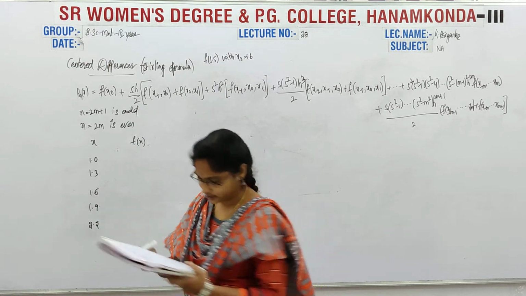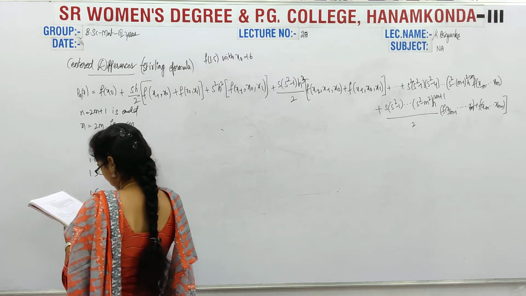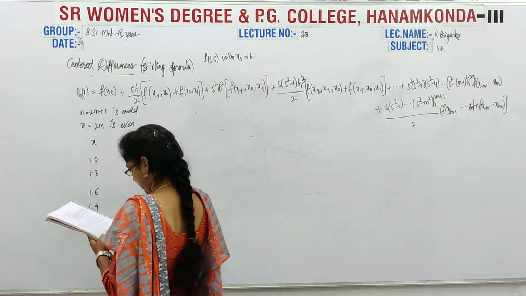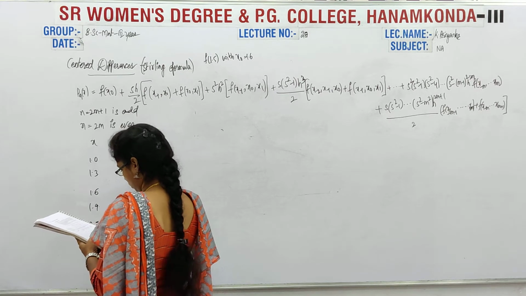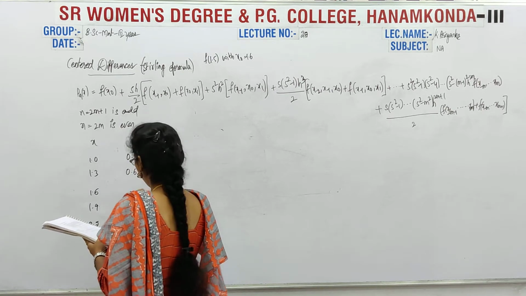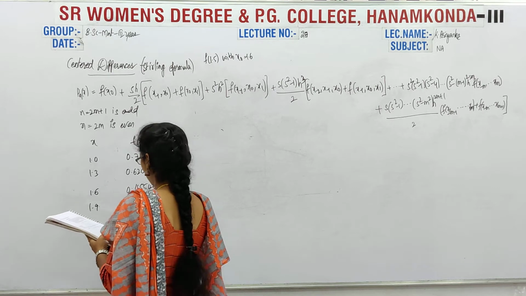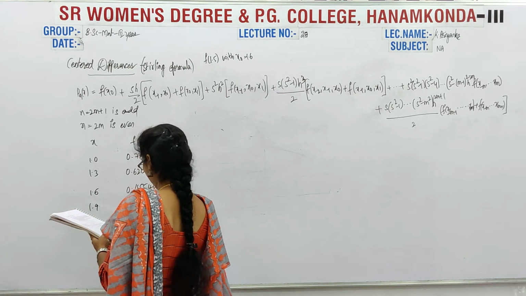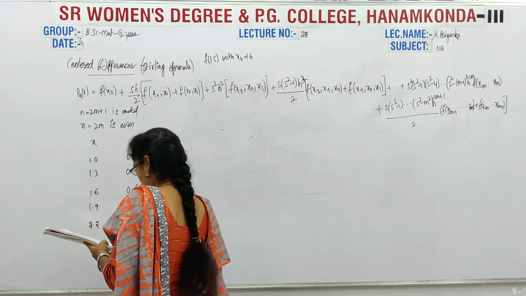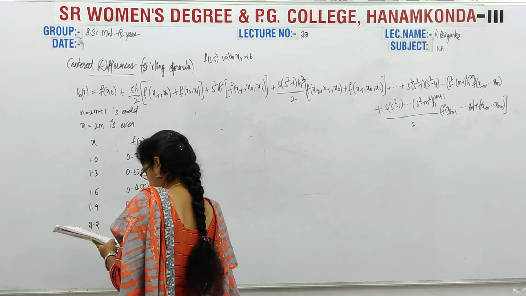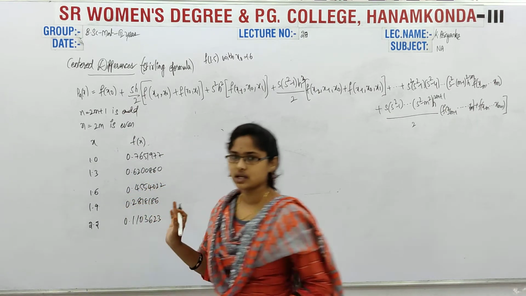Next, 0.7651977, 0.6200860, 0.4554022, 0.2818186, 0.1103623. This is the question for this one.